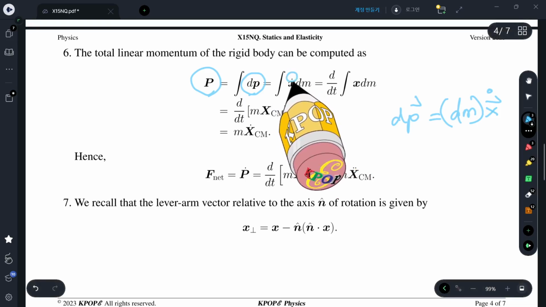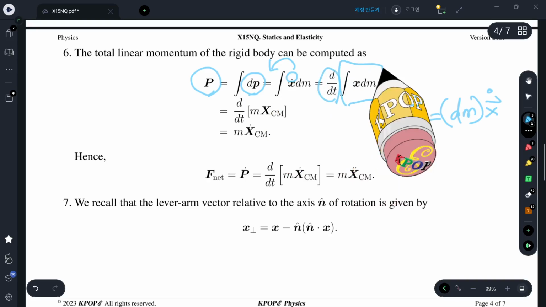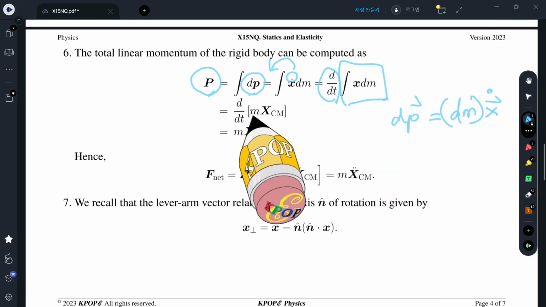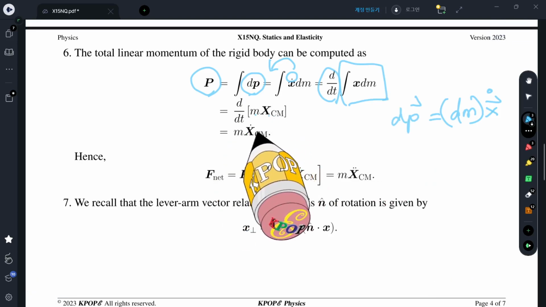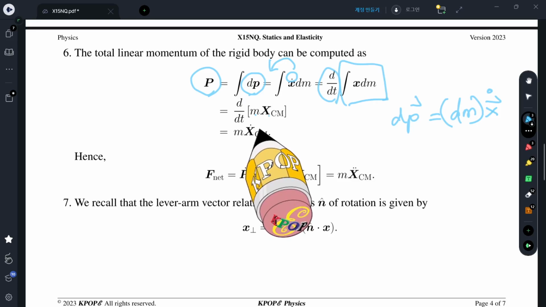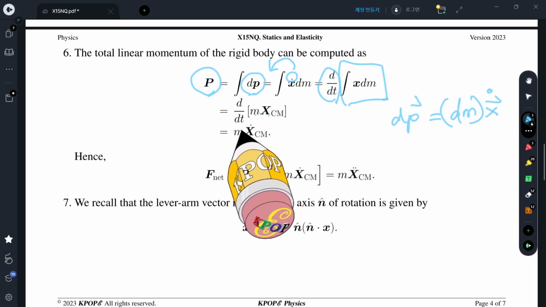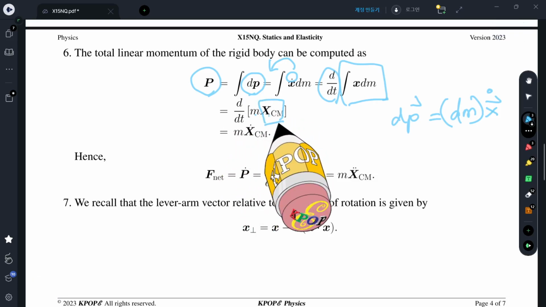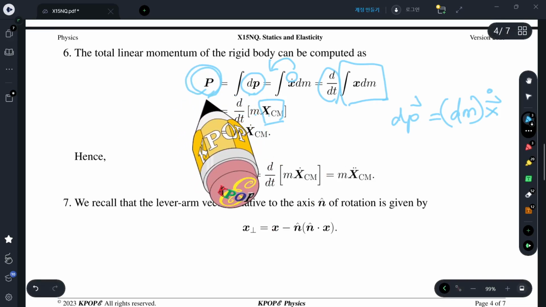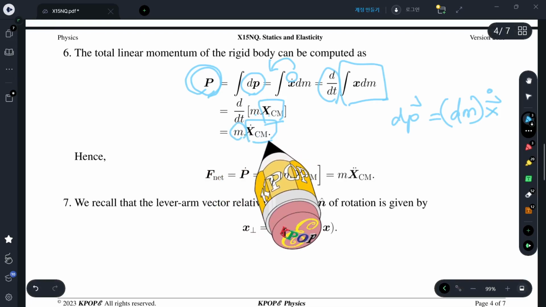This is a time derivative. I can pull it out, and this is an integral. What is that? This is nothing but the mass times the center of mass. If we ignore the special theory of relativity, mass is invariant. In Newtonian mechanics, mass is invariant, so I can take the derivative of the center of mass only. So the total linear momentum of a rigid body is the total mass multiplied by the velocity of the center of mass.